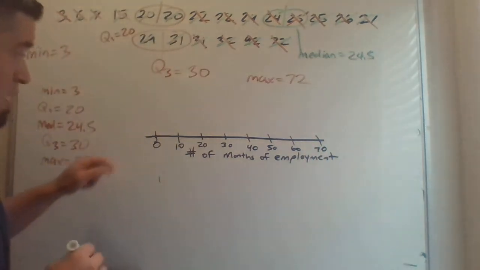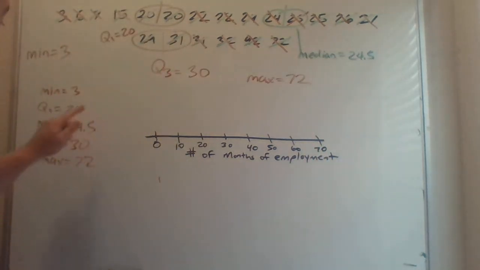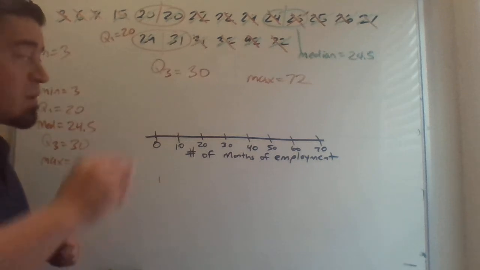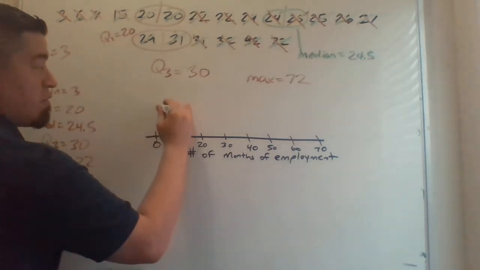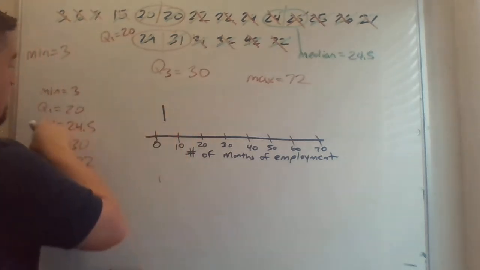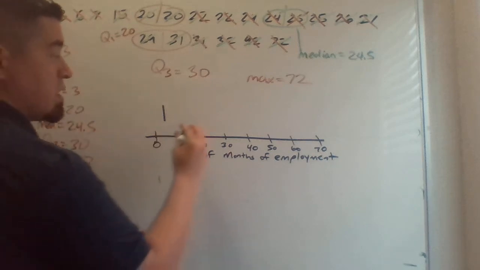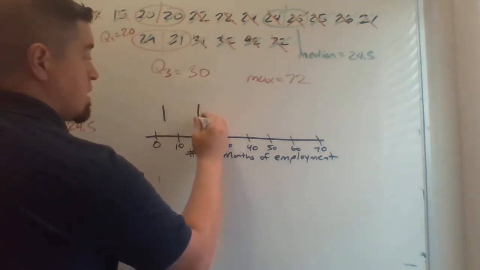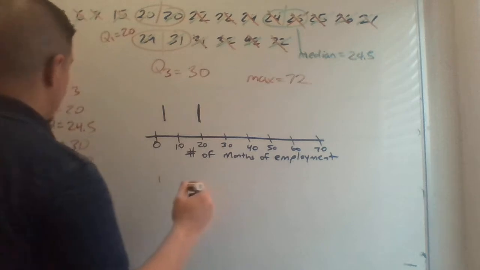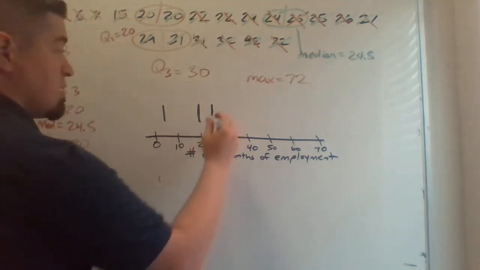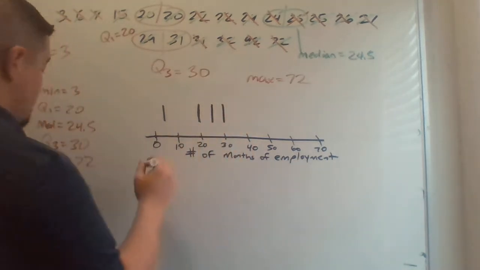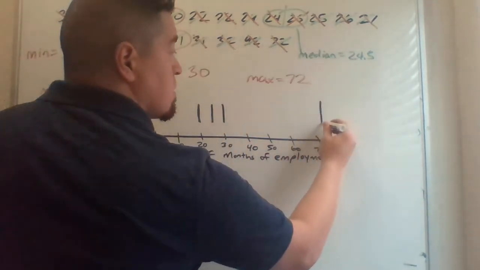Just like any other graph, you want to make these equally spaced to get some kind of accuracy when you're sketching. So now you're going to look at your 5-number summary, your min, your Q1, your median, and your Q3, and we're going to do vertical lines there. So for 3, I'm going to put a vertical line about here. Q1 is 20, so I'm going to do a vertical line right here at 20, a vertical line at 24.5, a vertical line at 30, and then a vertical line at 72.